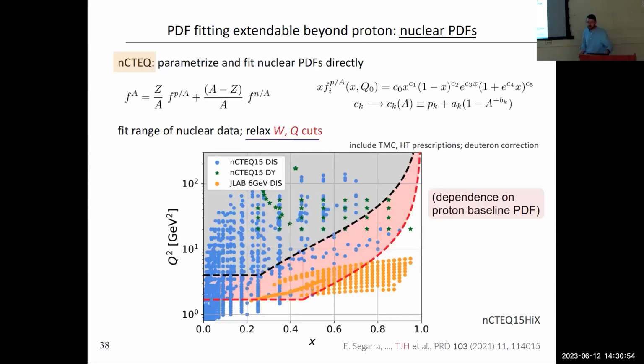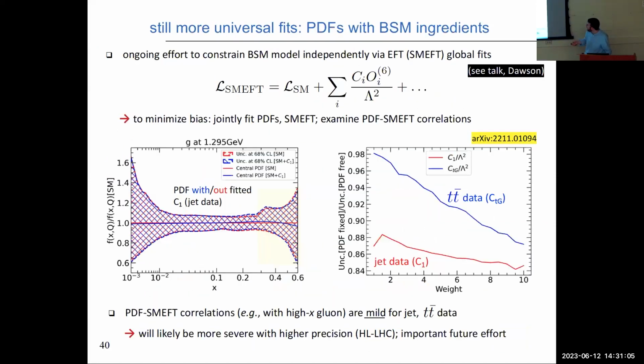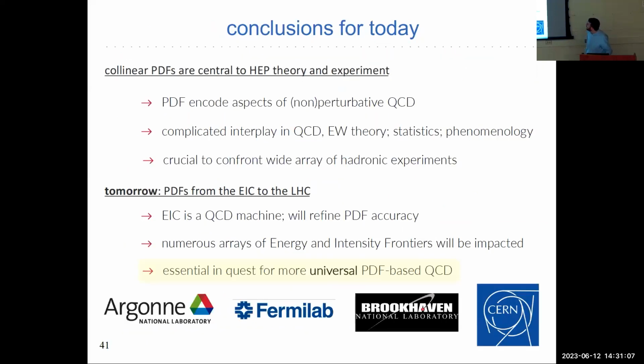I believe I've gone for about an hour, so I think I'll stop there. I was going to get to the nuclear PDFs, but I think I will talk about that tomorrow. So the conclusions for today, let me just very quickly say: the PDFs are important, whether you're a particle or a nuclear physicist, I would argue. They encapsulate a lot of what goes on in terms of non-perturbative QCD, and it's very, very hard to get them. I'll just leave it at that.